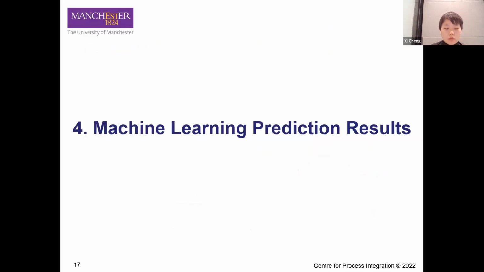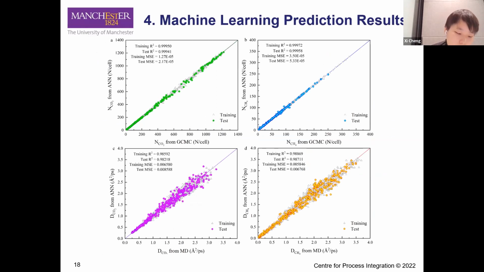Next, let's move on to the machine learning prediction results part. Since different temperatures and pressures lead to great differences in membrane permeability and selectivity, they have an important impact on the purity, efficiency, energy consumption, and cost. Therefore, it is necessary to establish a prediction model based on the results of molecular simulation by a machine learning method, such as the artificial neural network.